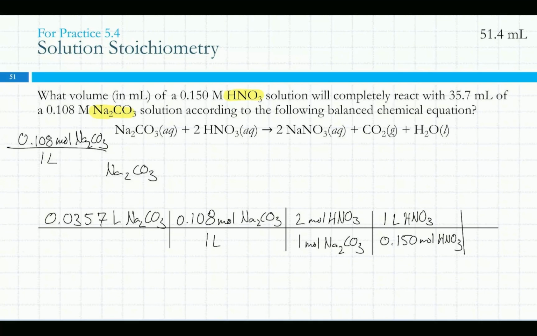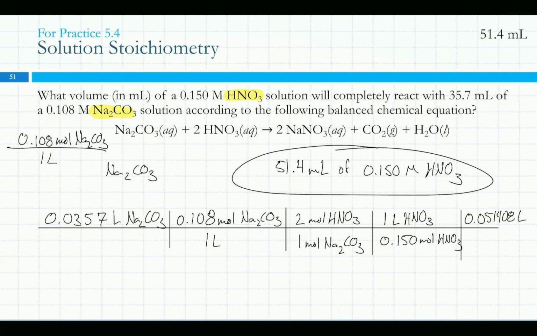Great, that's crooked. So that's going to give it to me in liters, but we can convert that afterwards. So 0.0514 liters, which is 51.4 milliliters of nitric acid.